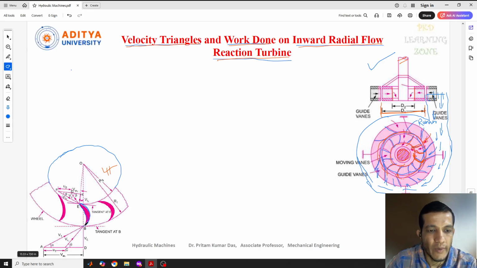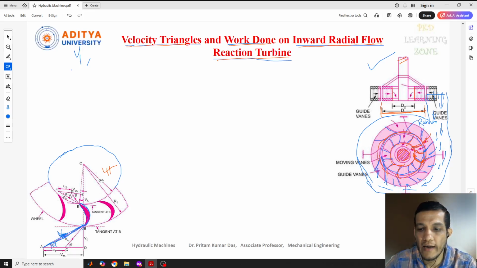The water is coming and striking at this point, as I told you, at any one end of the blades. When the water is striking the blade at the velocity of v1, this is the absolute velocity you can consider. It is acting on this blade with an angle of alpha, and this alpha is called the guide blade angle.